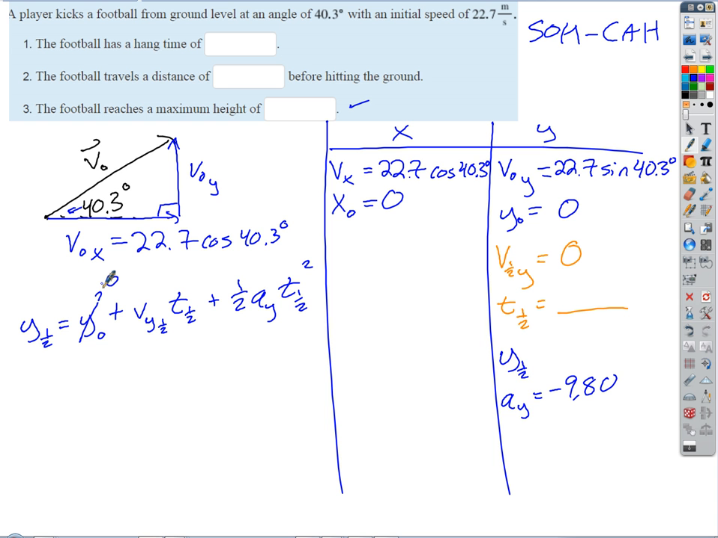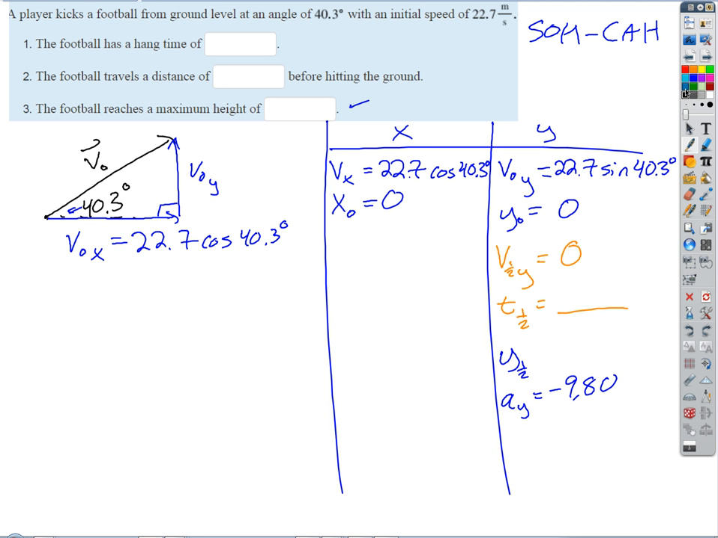Oh, hang on, I messed up. Never mind, we don't have to use that hard equation. Which one can we use? There you go: v equals v naught plus at, right?